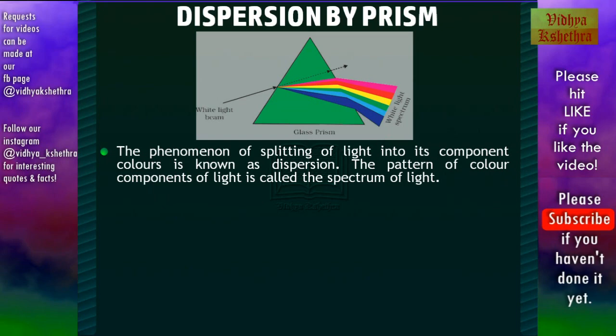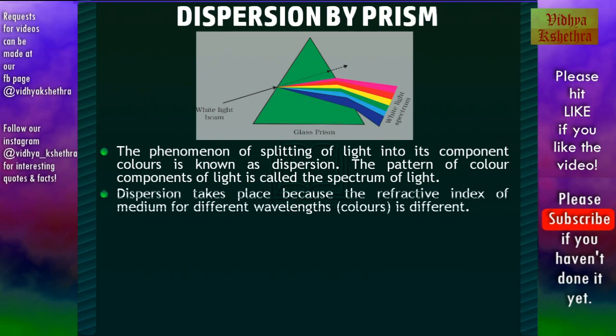That is, white light is incident at one face of a prism, and the final emergent ray consists of the constituent colors of the white light, which is the white light spectrum. Now, the cause of dispersion is that the refractive index of a medium for different wavelengths is different.